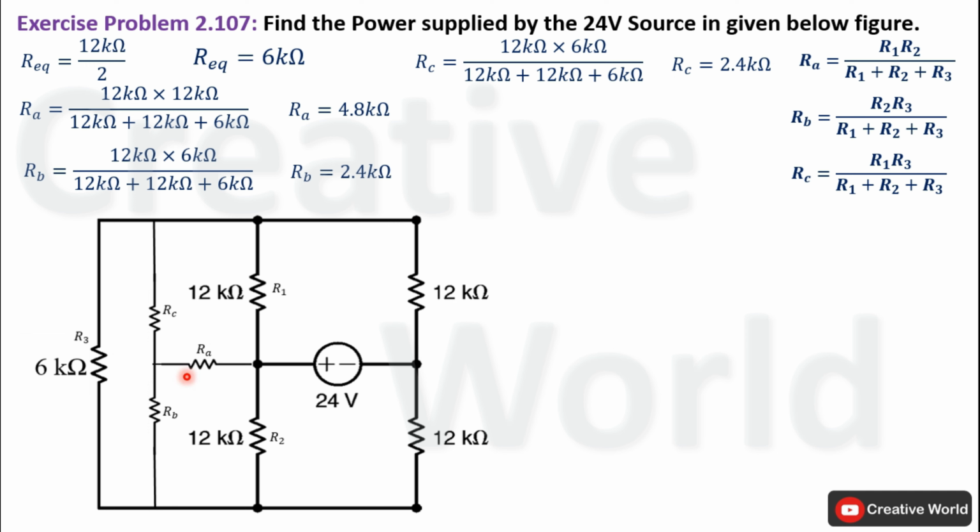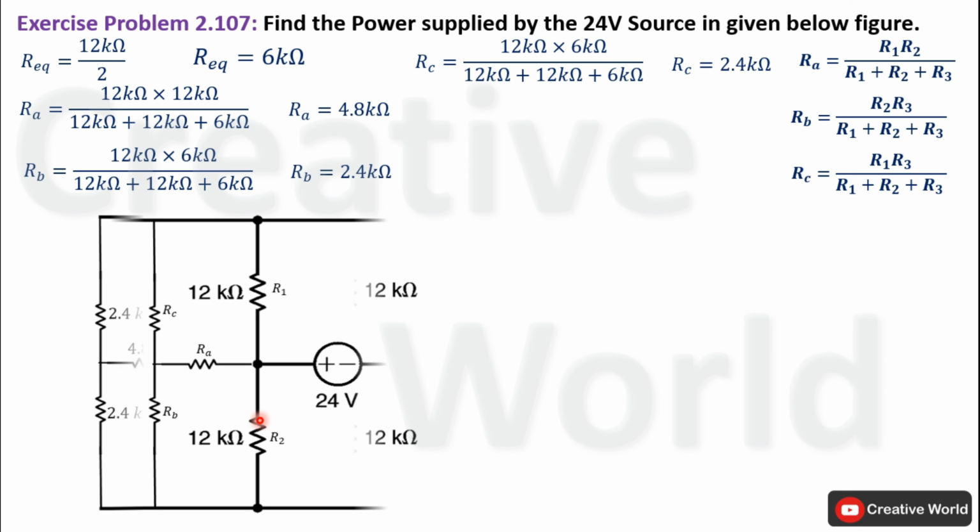Now we have calculated these three resistances connected in star configuration, and this star configuration is equivalent to this delta configuration. So we can replace this delta configuration with the equivalent star configuration in order to simplify the network. Now we will modify the network by replacing the delta configuration with the star configuration.